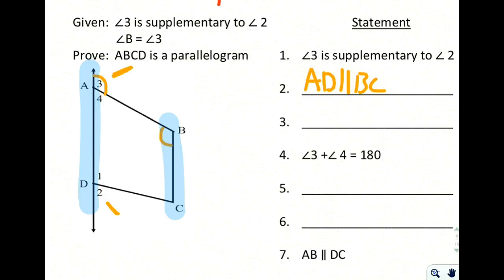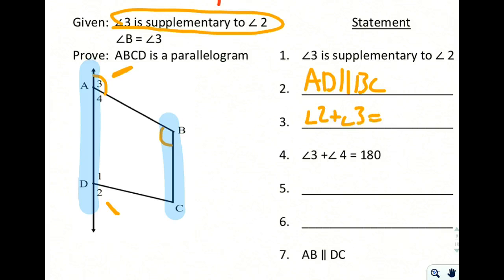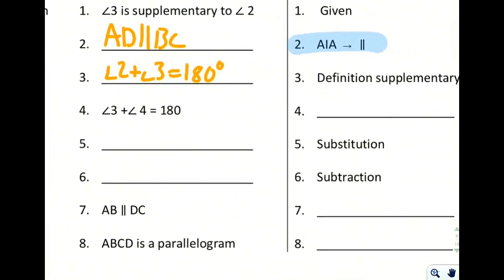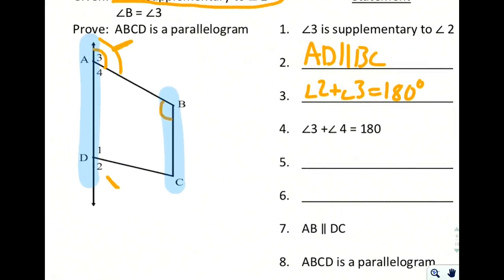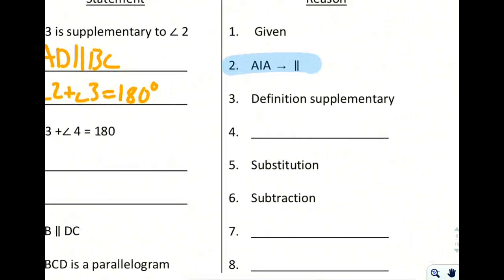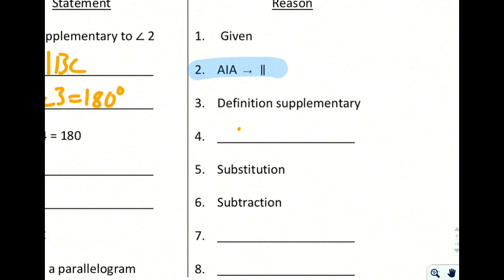Well, lots of things are true by the definition of supplementary, but since we don't have anything so far, I'm guessing that it's going to be going back to our given, that angle 2 plus angle 3 equals 180. Because that's the only thing that we were told was supplementary. So let's try that. 3 and 4 here equal 180. Well, we know that that's true because that's a linear pair. So we would put definition of linear pair.